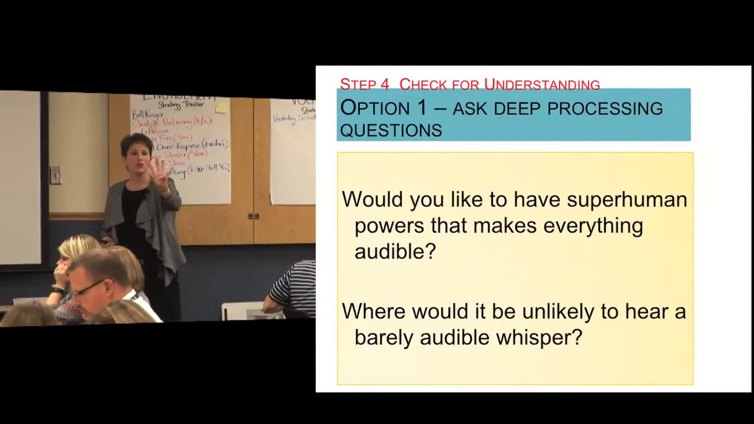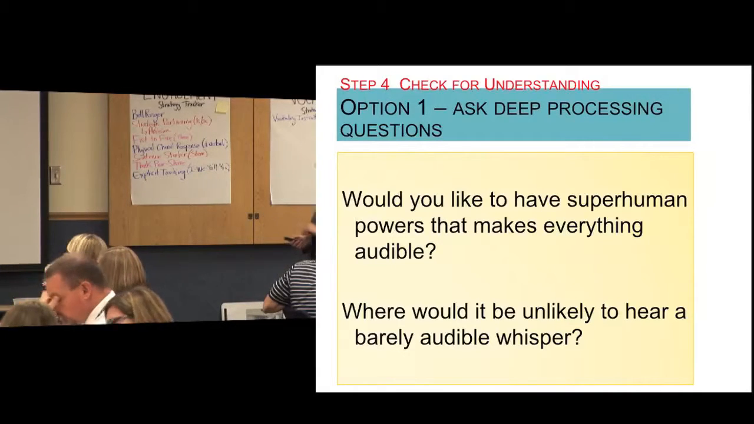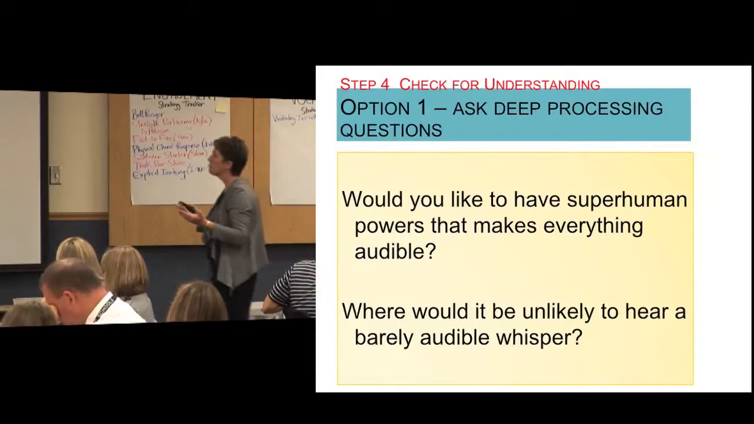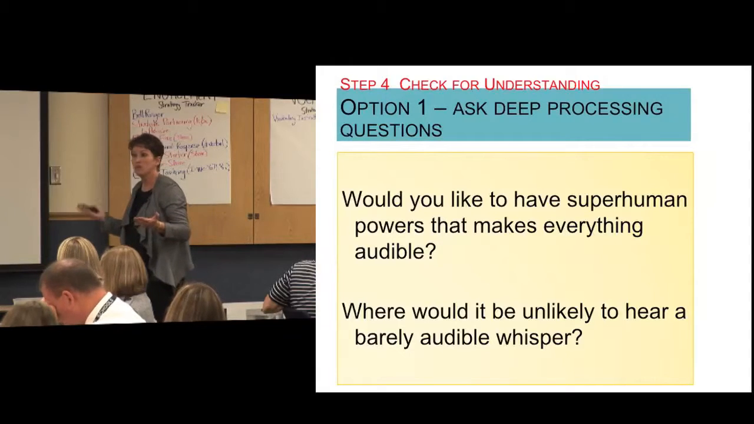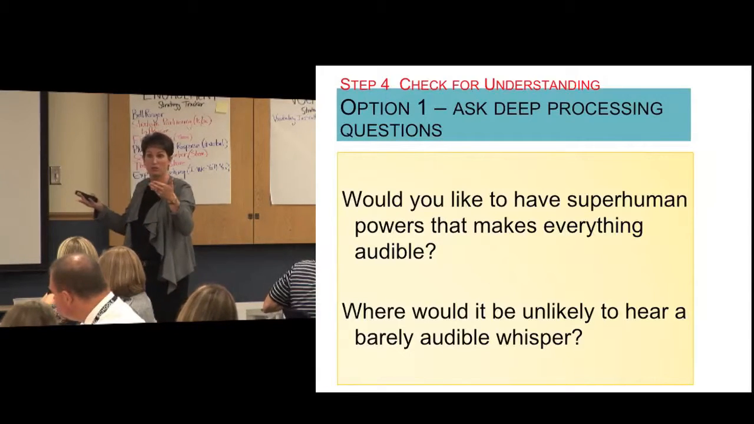Step 4, there are 4 options, which is always good as a teacher, to give us 4 options. So option 1, we're going to ask deep processing questions. So the first question I might ask, would you like to have superhuman powers that makes everything audible? There's no right or wrong answer. I'm making my kids process, think about the word, and come up with a rationale.